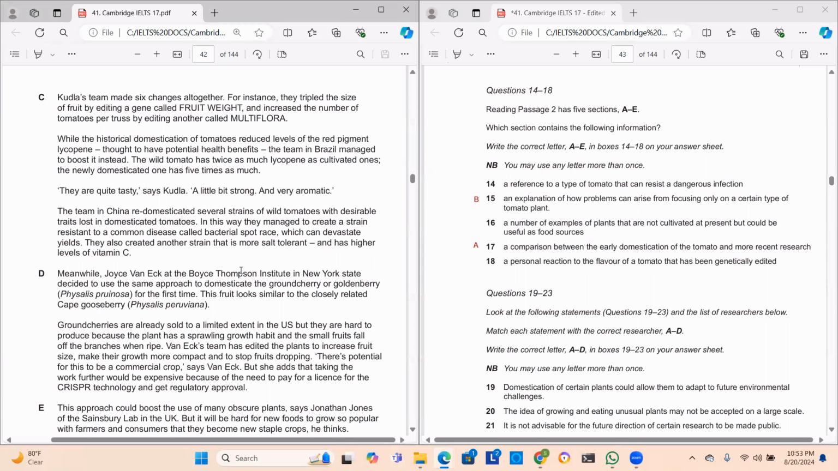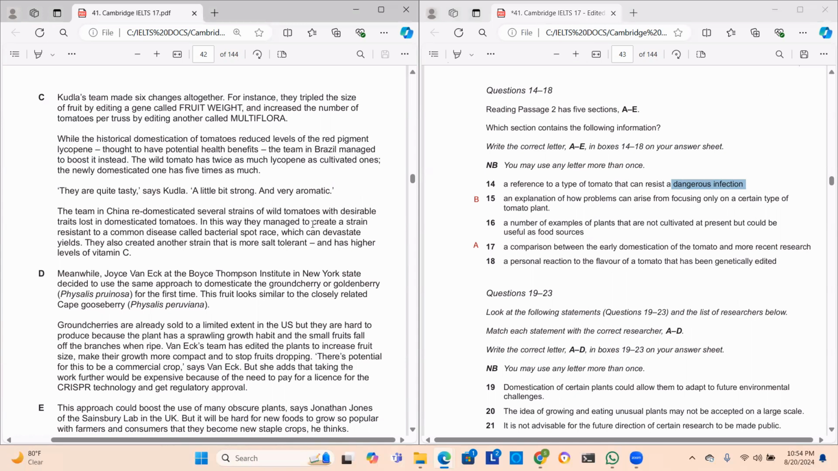So it is more salt tolerant here and has higher levels of vitamin C. Okay. Right. So there is a lot of information in paragraph C. Now let us match a reference to a type of tomato that can resist a dangerous infection. So did we talk about any infection? Yes, he did here, right?